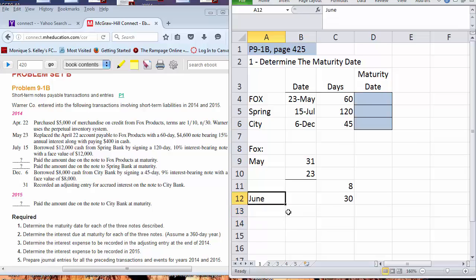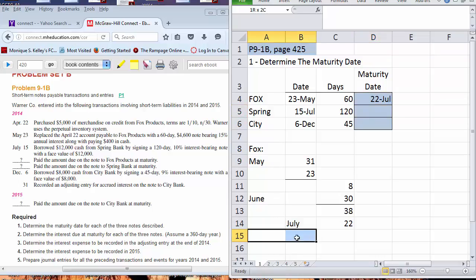Since we have 31 days in July, that's going to put us over the 60. So how many more days do we need? Let's go ahead and do 60 minus the 38. And so our maturity date ends up being July 22nd. So let's go ahead and put down July 22nd here.